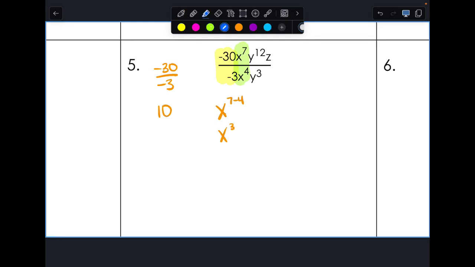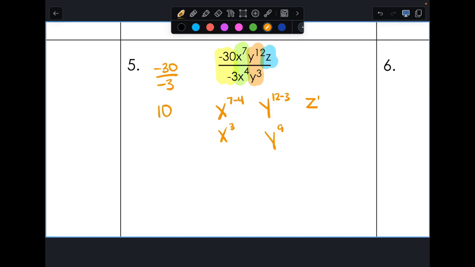Okay. The next group are the y's. What do I subtract? 12 and 3. 12 minus 3. Yeah. 12 minus 3 is? 9. We still have one more group. What group is that? There's only one z in the whole problem. What do I need to do with it?